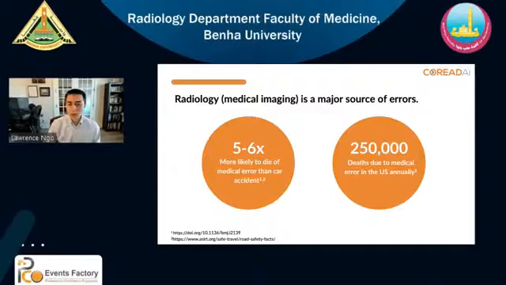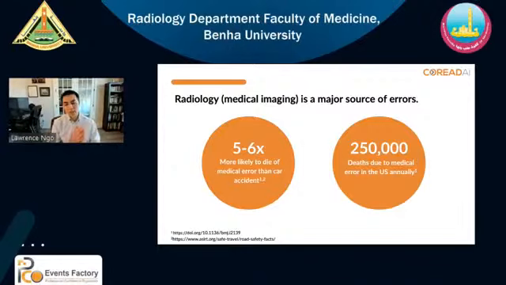And so in the United States, the problem of medical error is quite a big problem. One is probably 5 to 6 times more likely to die of a medical error than a car accident. And there are some estimates, these estimates vary widely, but there's one estimate that around 250,000 patients die in the United States annually due to medical errors.